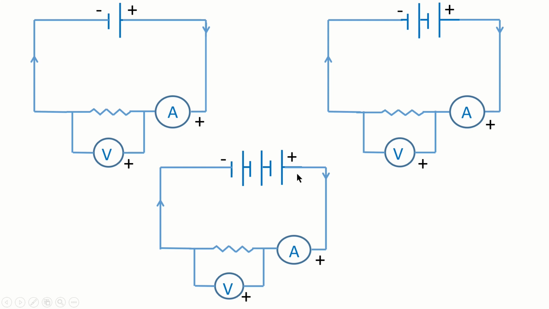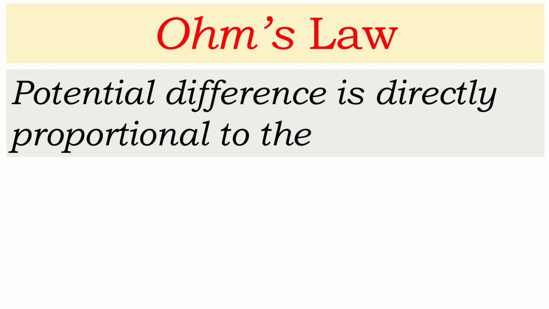Our target is to increase potential difference and its effect is seen in current. When potential difference is increased, then current is also found to be increased. In the second case, it is more than the first, and in the third case, current is found more than the second also. This way, what can we conclude? Potential difference is directly proportional to current. This is Ohm's law. The heart of Ohm's law is that potential difference is directly proportional to the current.